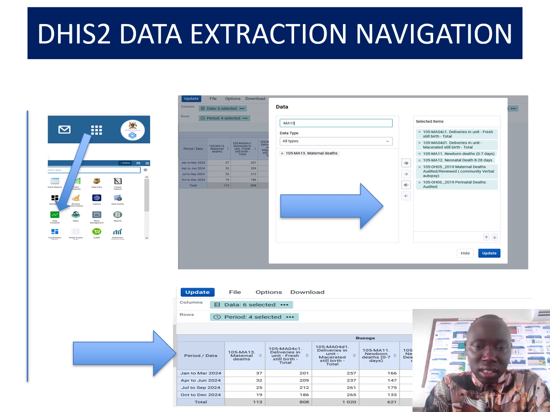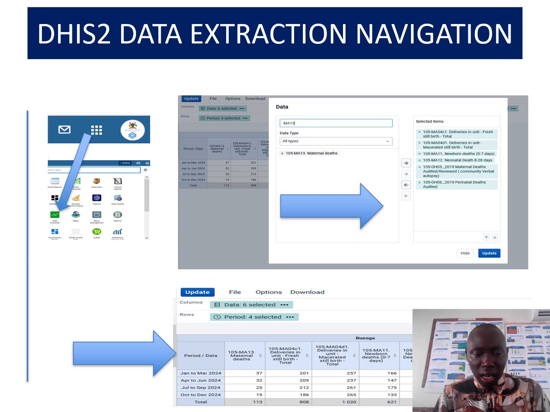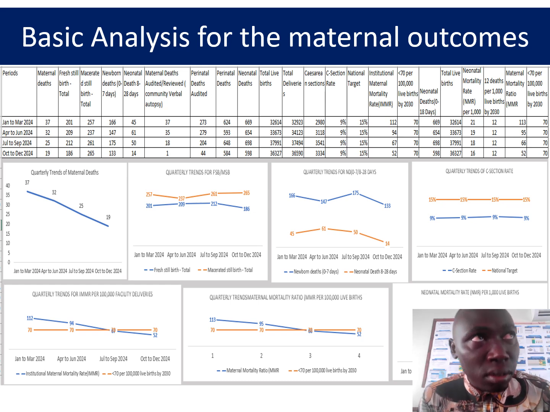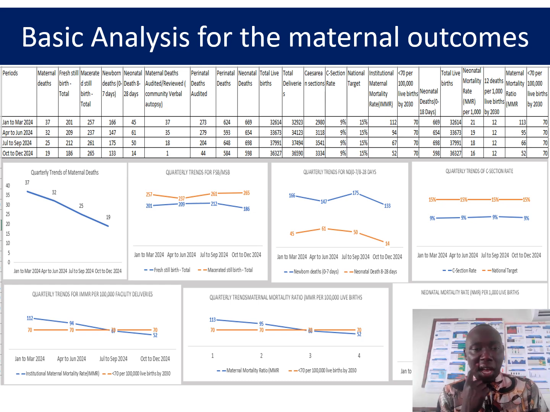We have these arrow keys. You just click on it, and it selects the item for you. Then you update. When you update, you'll see down here the different data elements you have selected. After here, you are going to go to the downloads and download that data. When you download that data in Excel, just the way I told you earlier, this is how it will come out.